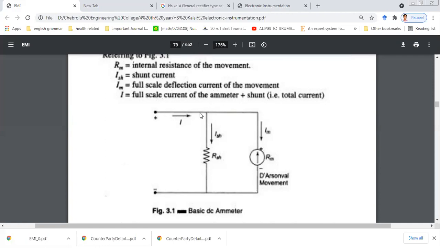That particular arrangement will be used for measurement of current. So we can call it an ammeter. It is used for measurement of current.